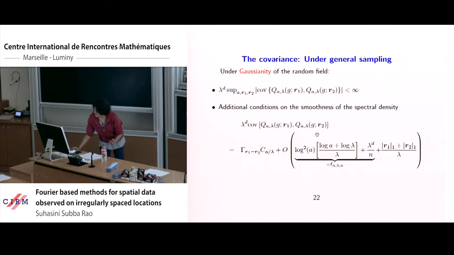Okay, plus an additional term, and this additional term is basically something that begins with log to the power 3 of A, the number of frequencies, divided by lambda. This term looks disgusting, but it's a kind of bias. Okay? If I wanted to remove that, it makes this term even more disgusting. But the good thing is that in certain situations this can be estimated. So we have an expression for the variance.